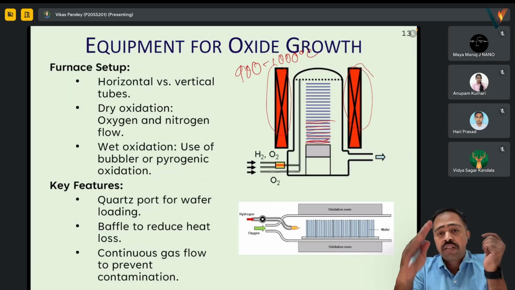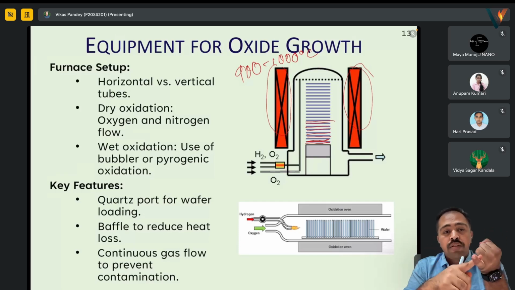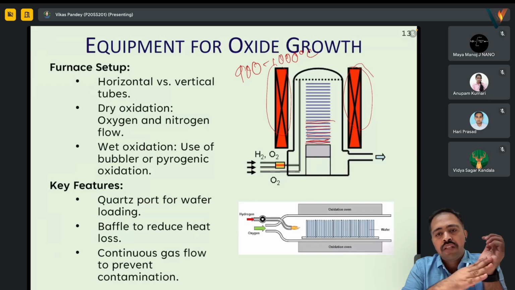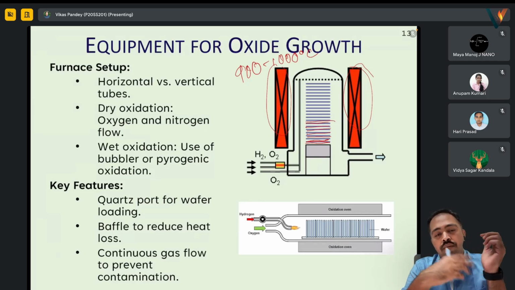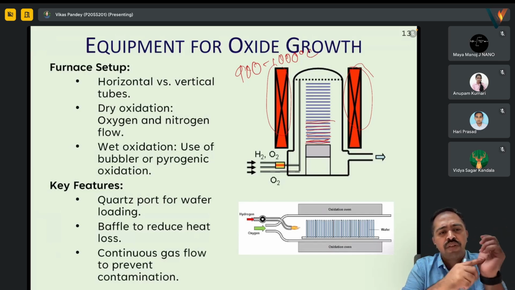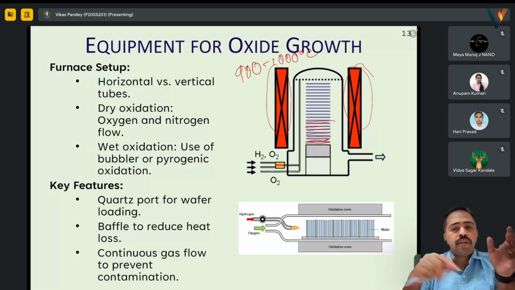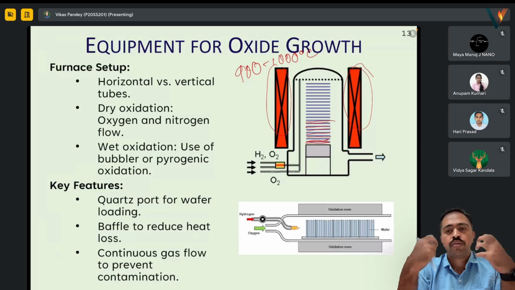and continuously the oxygen or H2O is flown. In case of dry oxidation, oxygen and nitrogen will be flown. Nitrogen will not do anything. It will just assist the flow, because complete oxygen would actually be wasted, so we just put in what we need. In case of wet oxidation, water is kept, and the nitrogen is flown through it, bubbled through it, so it gets wet and carries H2O with it.